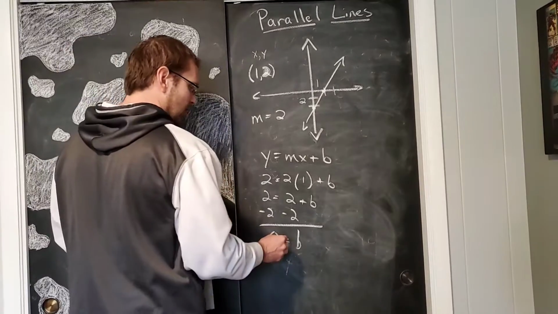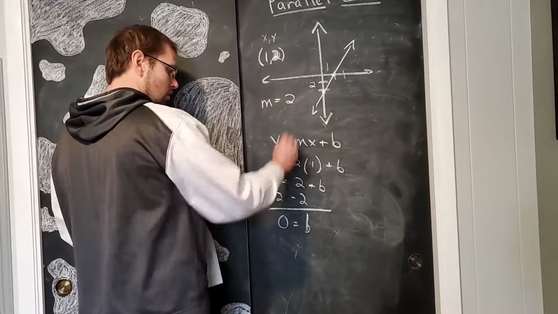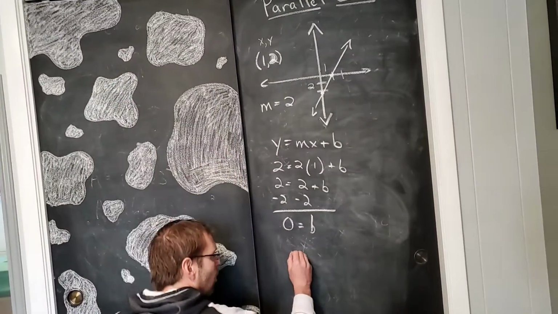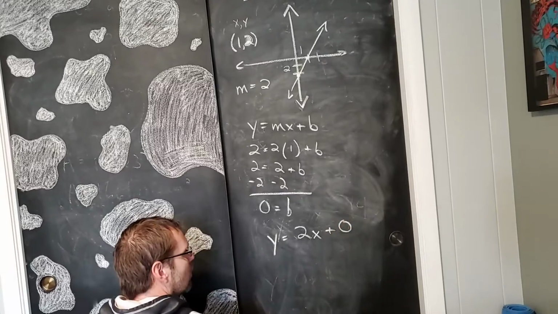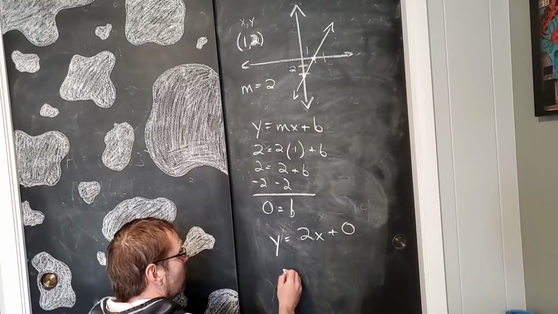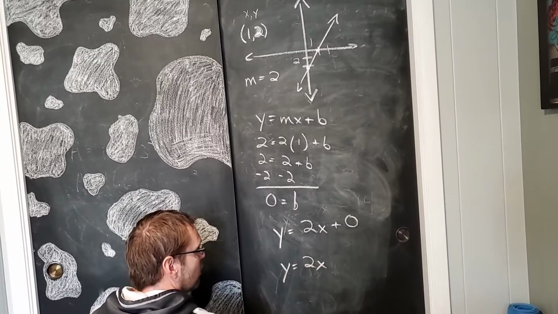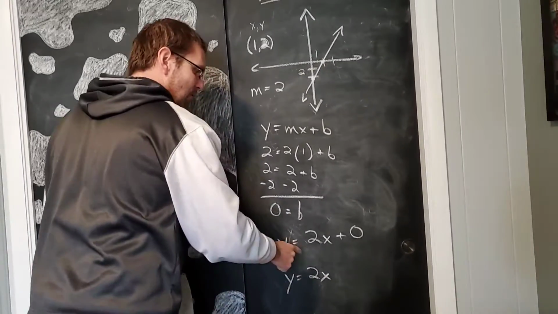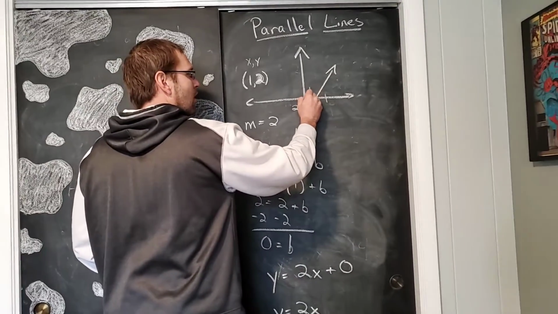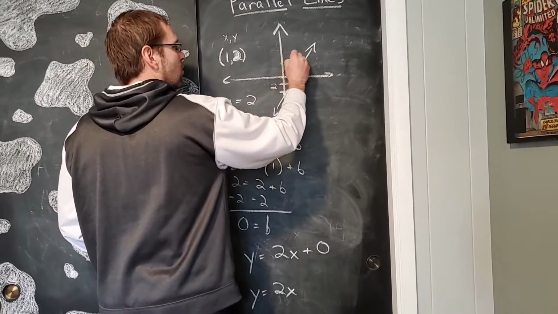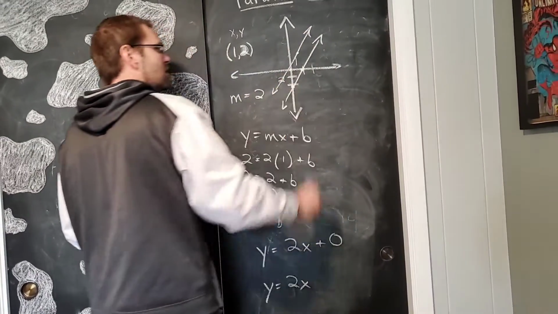So here we go. I'm going to rewrite my problem now as an equation in slope-intercept form. M is 2, b is 0. So here we go. I've got y equals 2x plus 0. Okay. And then if I put that in simplest form, I just end up with y equals 2x. Now here's why that makes sense. If I were to graph this equation, it would be right here, and it would be up 2 over 1, and you can see it's exactly parallel to the other line.